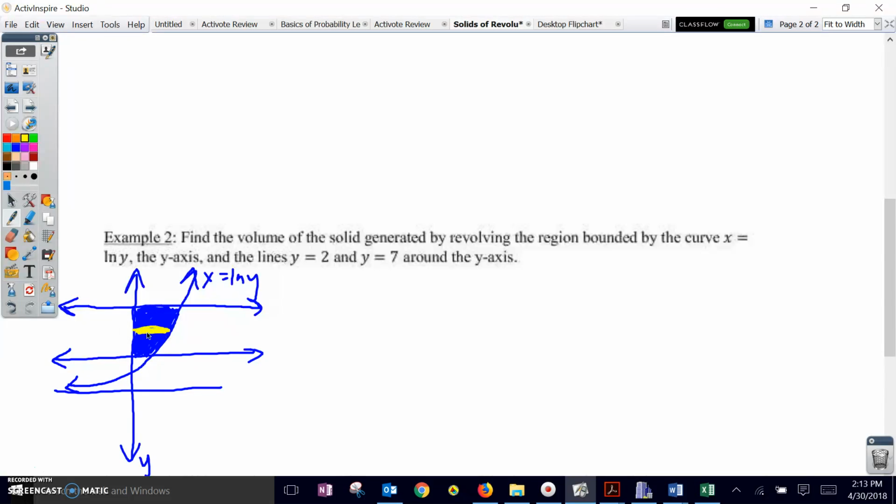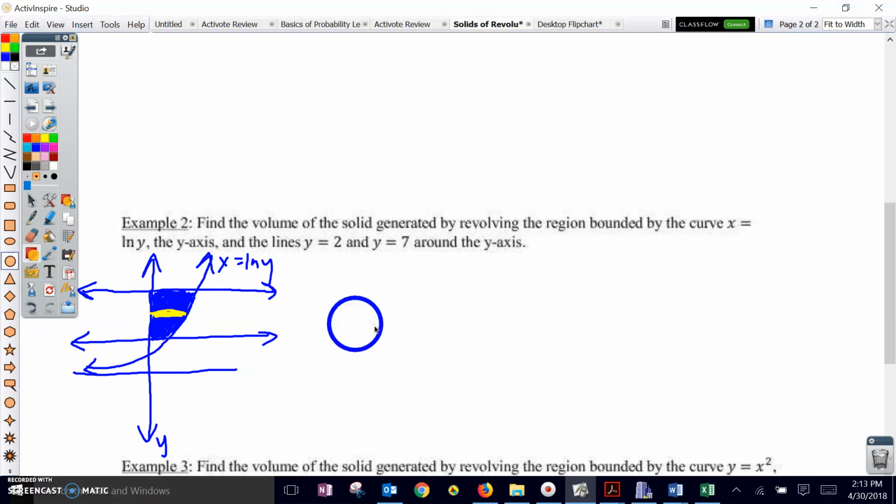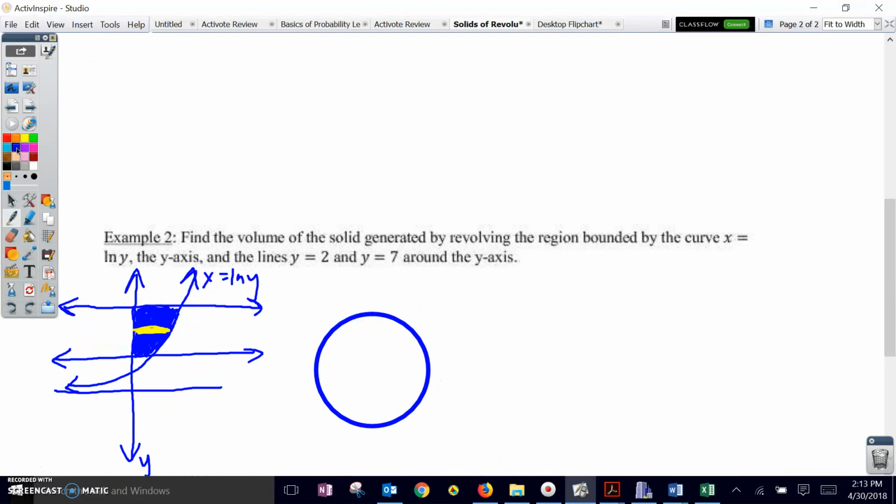It looks like this. And if I looked at what that slice looks like when I take it out of the solid, we have the center, which is the y-axis, which is x equals 0. And then the radius runs over to this side of the solid, and that's at x equals the natural log of y. And so the distance from here to here is the natural log of y. So that's going to be the radius for our solid.